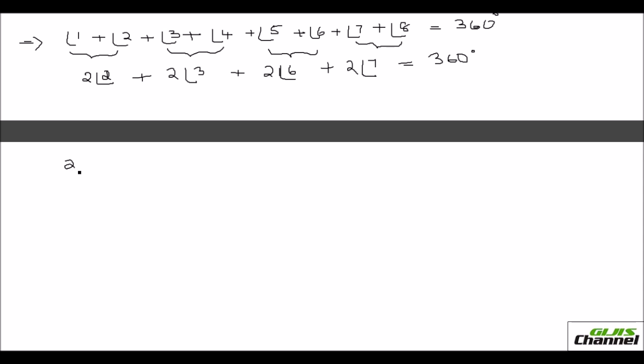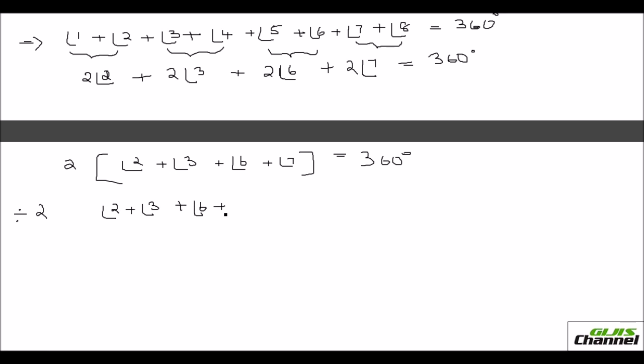So what we can do is take the 2 common out. So this is twice angle 2 plus angle 3 plus angle 6 plus angle 7 is equal to 360 degrees. Now divide throughout by 2. You get angle 2 plus angle 3 plus angle 6 plus angle 7 is equal to 180 degrees. You are dividing both sides by 2.